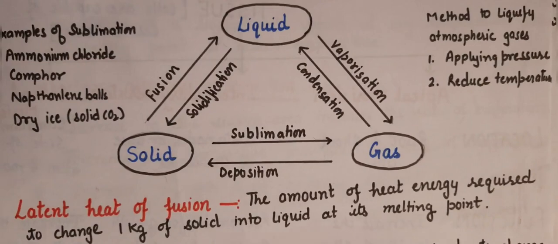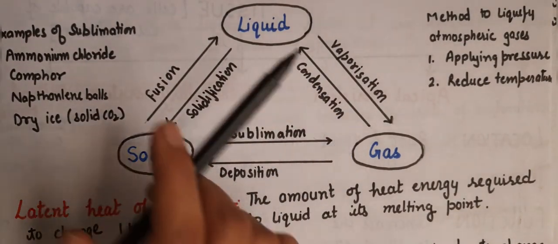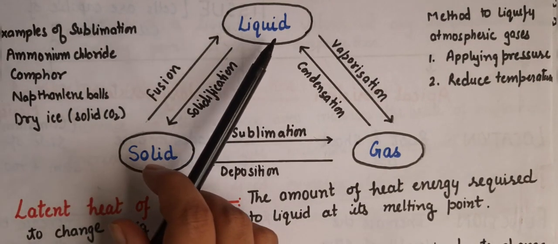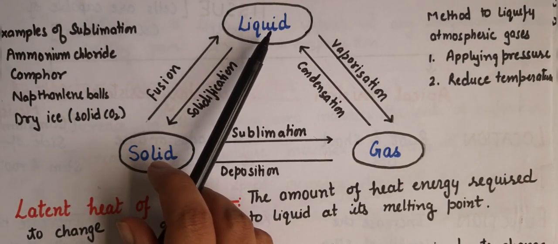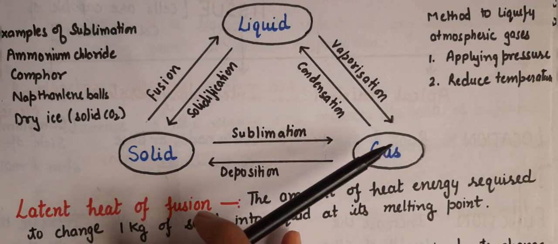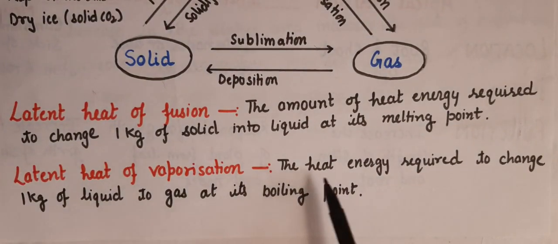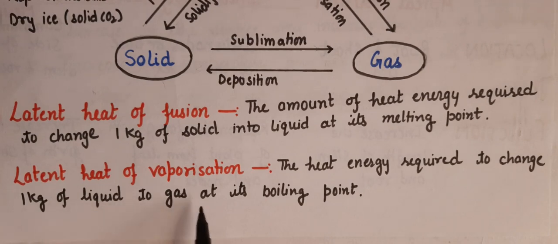Now, you know vaporization. What is vaporization? When liquid converts into gas, and at what temperature? Yes, at its boiling point. So, what is latent heat of vaporization? The heat energy required to change 1 kilogram of liquid into gas at its boiling point. Okay, so now read: the heat energy required to change 1 kilogram of liquid to gas at its boiling point is called latent heat of vaporization.